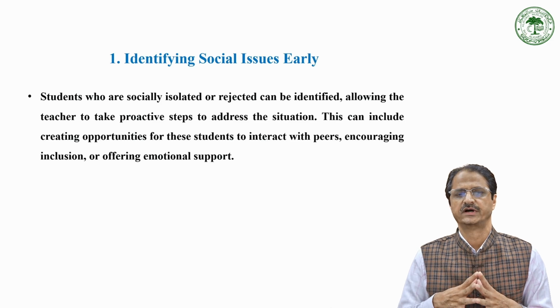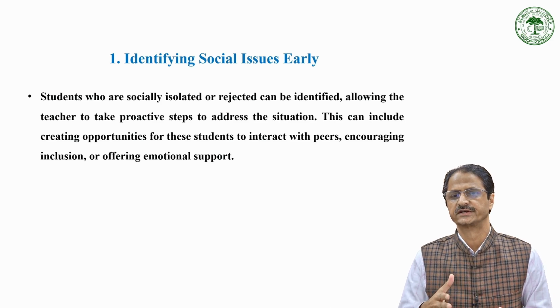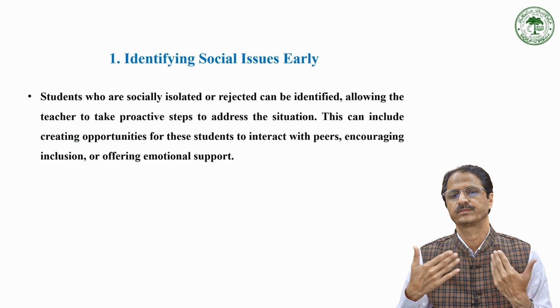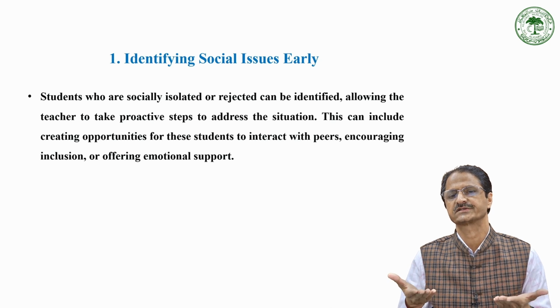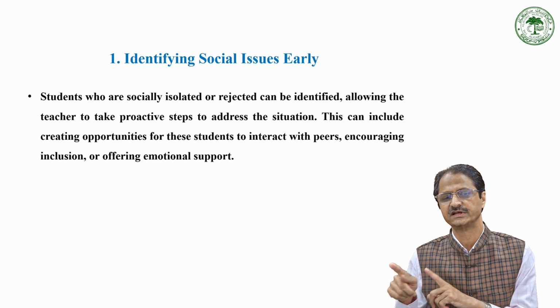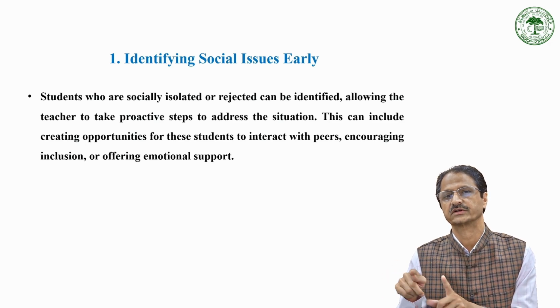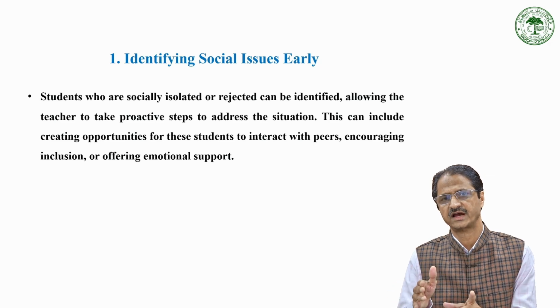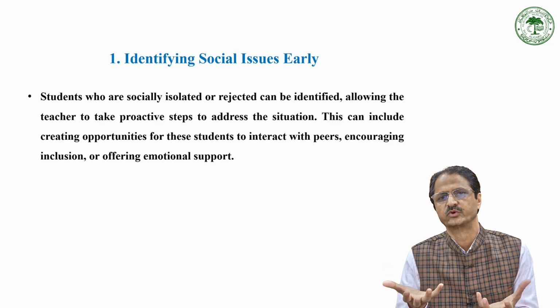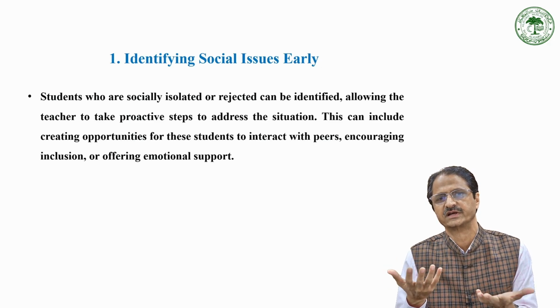Identifying social issues early. Students who are socially isolated or rejected can be identified by using the sociometric techniques, and it allows the teacher to take proactive steps to address the situation or the problems, and this can include creating opportunities for these students to interact with peers, encouraging inclusion, or offering emotional support. So, if students are isolated or rejected, it is the responsibility of the teacher to provide opportunities so that they can participate with other members.